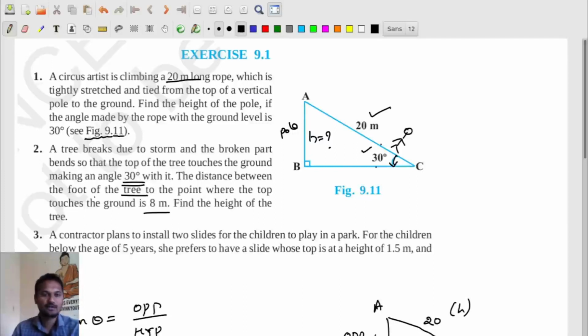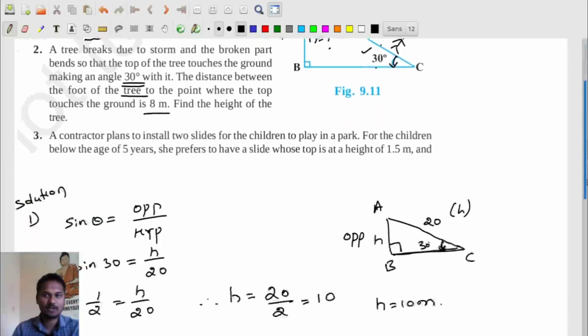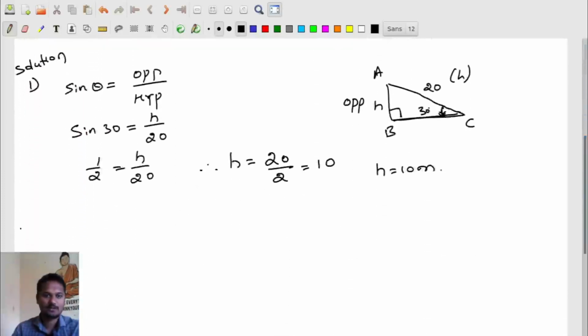So here for this question the figure is not given. So first you need to draw a figure for this given data. So again you will definitely get a right angle triangle, because we can use this trigonometric ratios only in a right angle triangle. So first thing is get a right angle triangle from the given data, right? Okay, so second question.